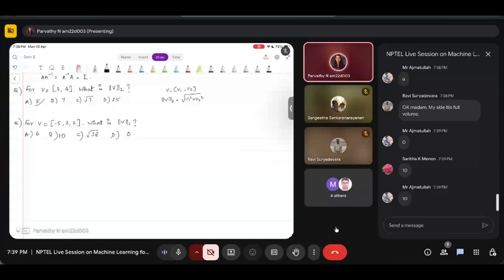So the L1 norm is the absolute sum. If V is equal to V1, V2, then it will be the absolute value of V1 plus the absolute value of V2. So here it is the absolute value of minus 5, which is 5, then 3 plus 2, so it is 10.